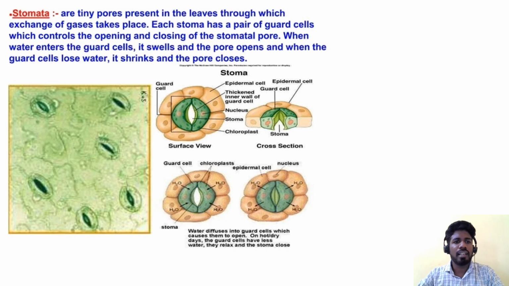So what are stomata? Stomata are the tiny pores present in the leaves through which exchange of gases takes place. Each stoma has a pair of guard cells, which control the opening and closing of the stomatal pore. By these guard cells, the stomatal pore will open or close. During the entry of carbon dioxide, the water vapor is released. Next, water diffuses into the guard cells, which causes them to open. On hot or dry days, the guard cells have less water, they relax and the stomata will close.